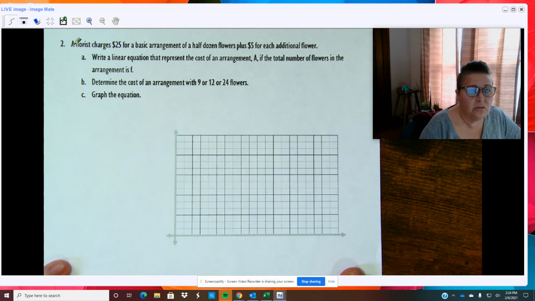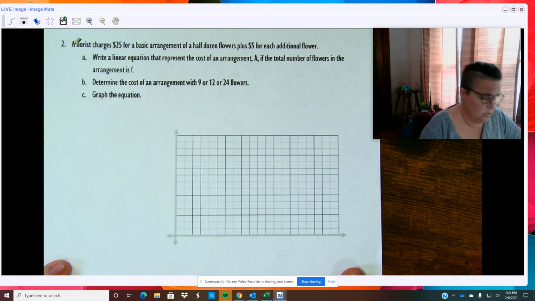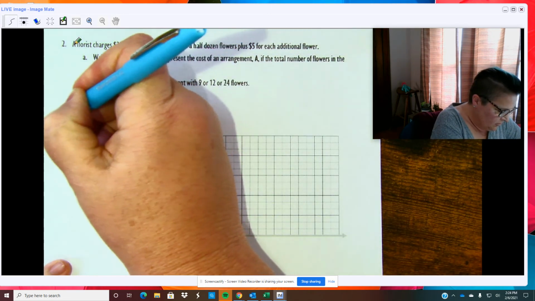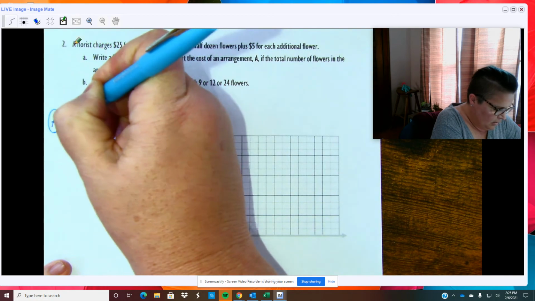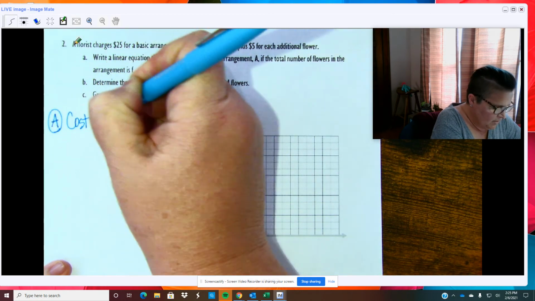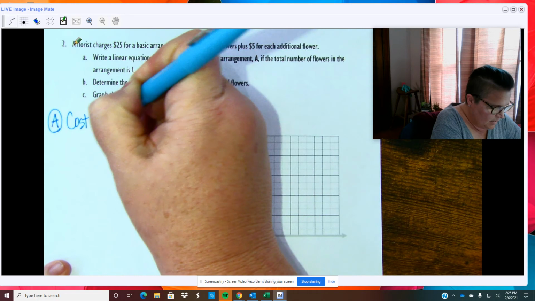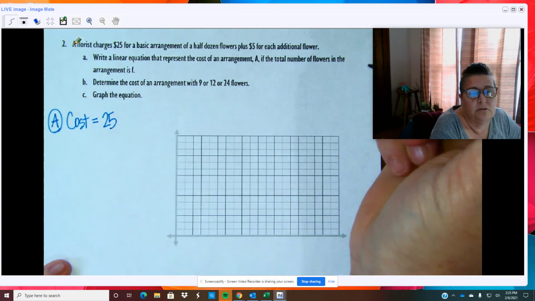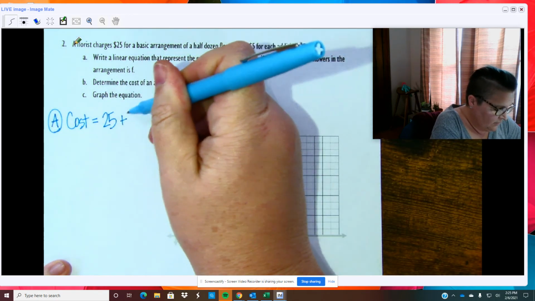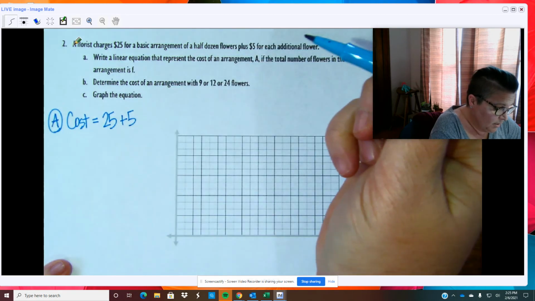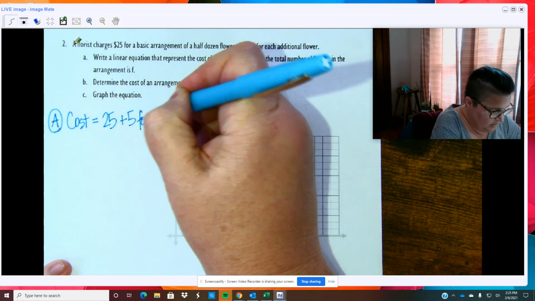Okay, so here's what we're going to do. The cost of the arrangement, let's start out with part A. The cost of the arrangement is going to begin at $25 plus $5 for each additional flower.